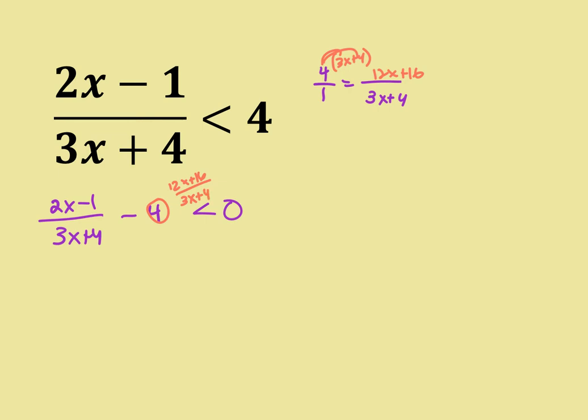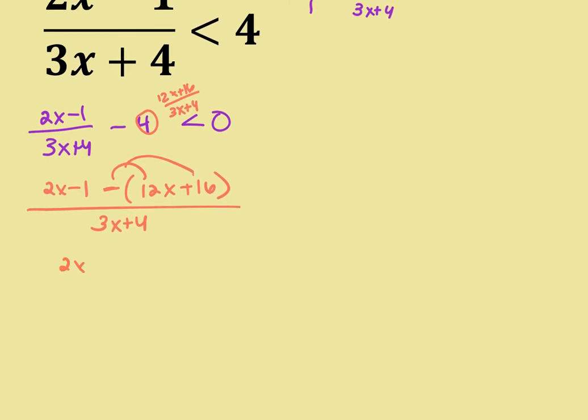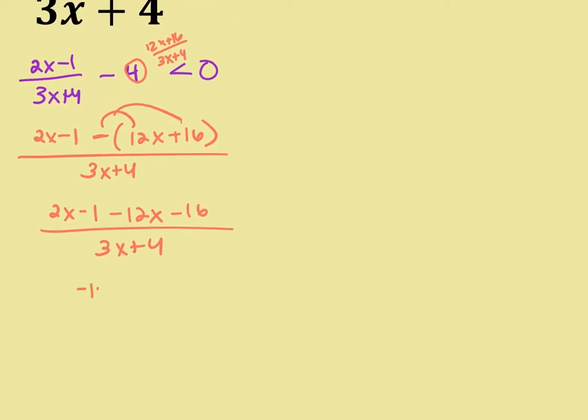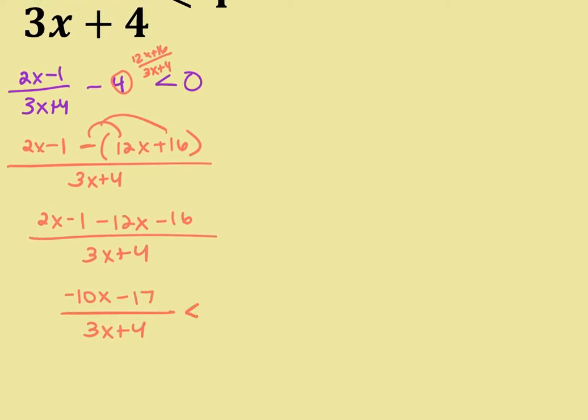Wouldn't it be -16? So I can choose to either distribute it then, but then it would be -12 minus 16, or wait till after you find the least common denominator and then distribute it, as long as you do it one time or the other. So if I wait, I do 2x minus 1 minus, both of them are going to get the parentheses. Both of them are going to get the negative over 3x plus 4. And then distribute here. So I get 2x minus 1 minus 12x minus 16 over 3x plus 4. And then combine your like terms, and I get -10x minus 17 over 3x plus 4 is less than 0.